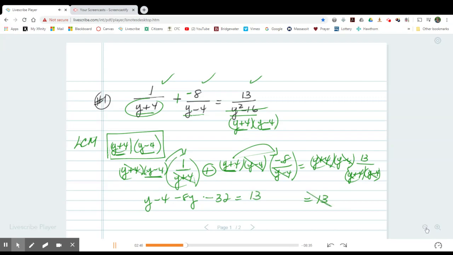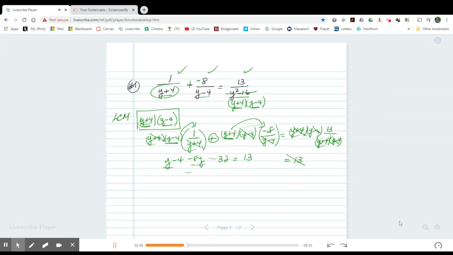Now I just combine like terms here. I've got a y and a negative 8y. That's minus 7y minus 4. And minus 32 is minus 36, equal to 13. I'm going to add 13 on both sides. Minus 7y is equal to 13 plus 36, or minus 7y equal to 49. If I divide both sides by a negative 7, the negative 7s cancel out, and y works out to be negative 7.